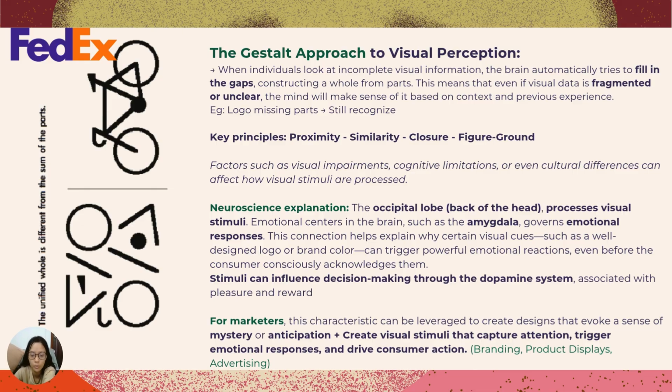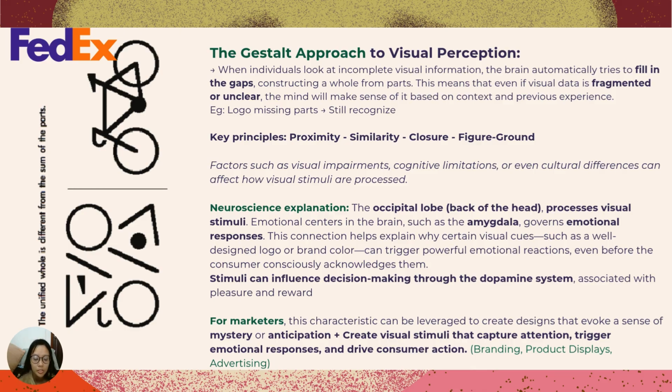Okay, so moving on to a very interesting theory: the Gestalt approach to visual perception. The Gestalt principles, developed by psychologists in the early 20th century, offer a crucial insight into how we perceive and interpret visual stimuli. The word Gestalt, meaning form and shape in German, refers to the holistic approach that the brain uses to organize and simplify visual impressions.